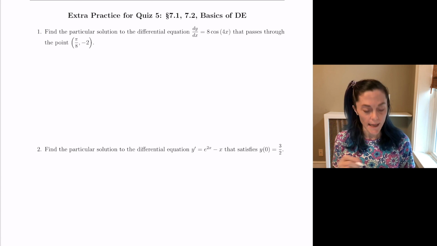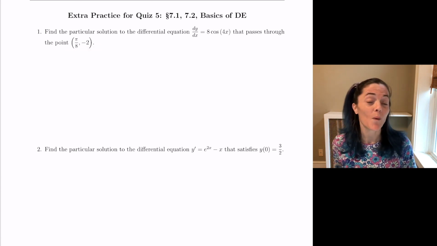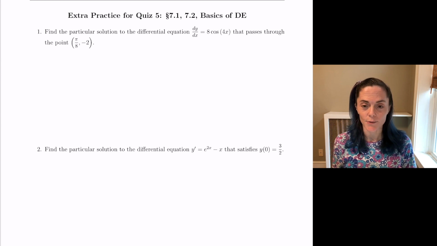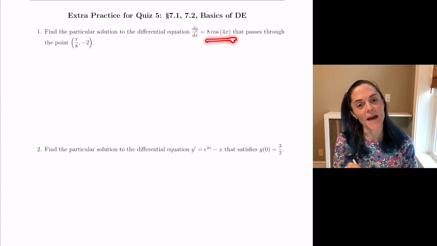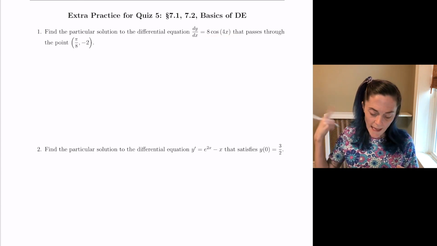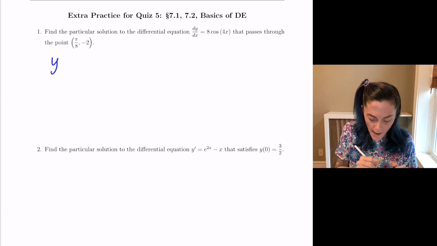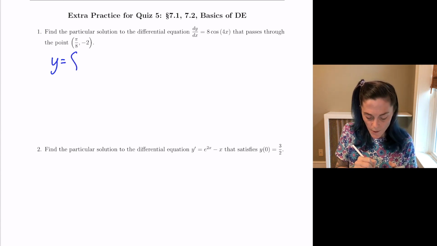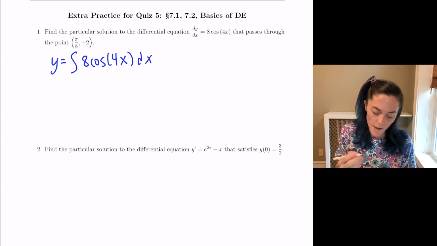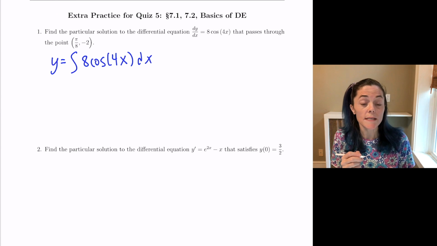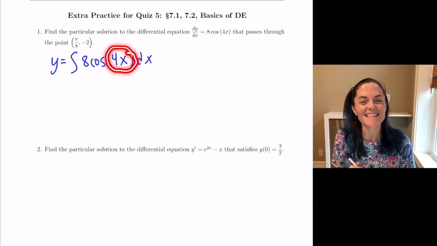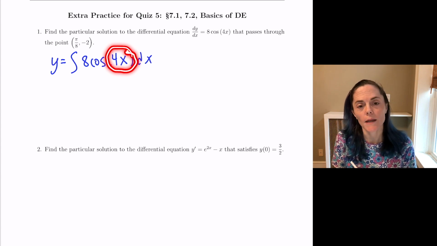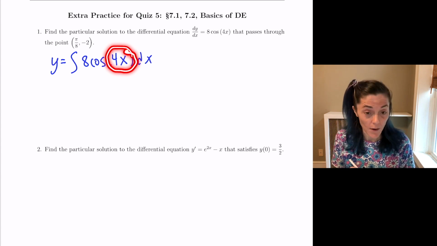8 cosine 4x. And then I give you a specific point that our solution passes through. Well, first thing, we have dy/dx is a function of x. So we can integrate. So we know that y will be the integral of 8 cosine 4x dx. Now, we could use substitution here. On the other hand, you'll notice we have a little ax on the inside. So when we integrate, we have a 1 over a that comes out.